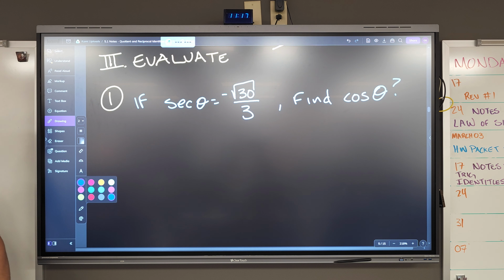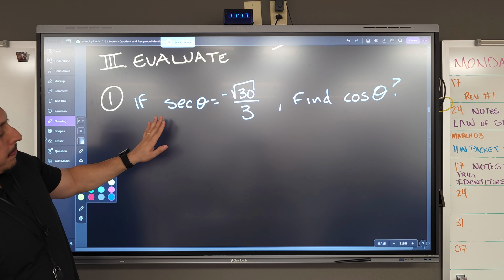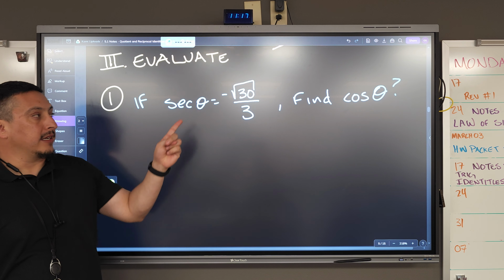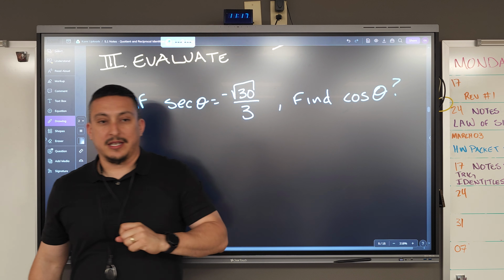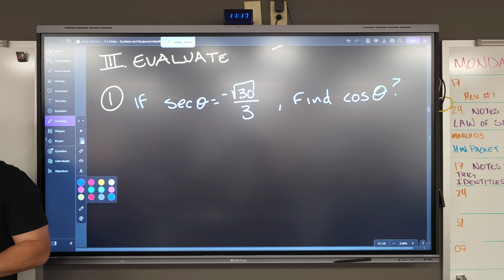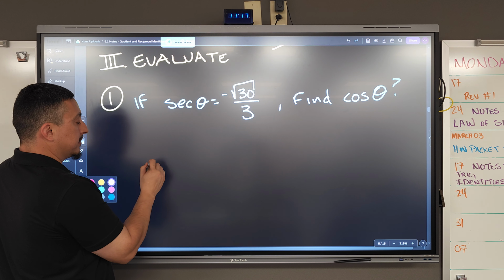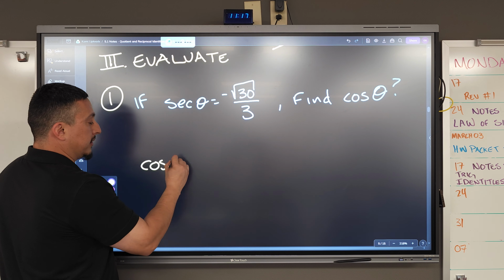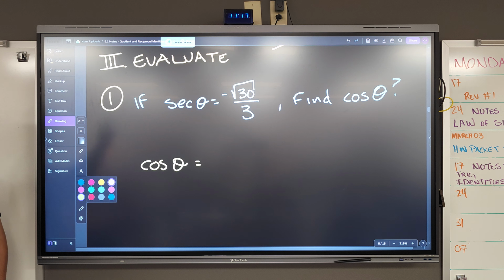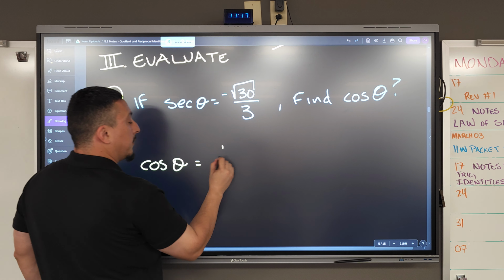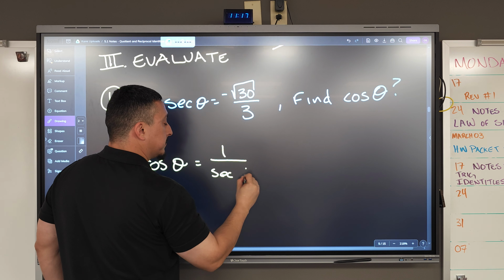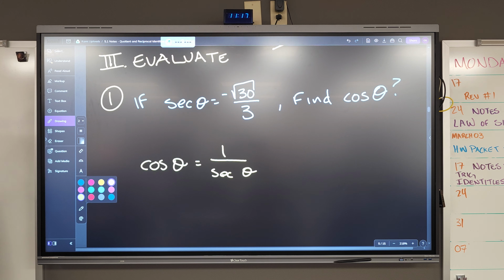So here's how these work. Is there an identity that connects secant and cosine together? You guys see it, right? Yeah. Okay, so it's this one. I want cosine theta, that's what I want. So I'm going to do cosine equals 1 over secant. Because I want cosine. That's the answer that I want. So that's why I put cosine over here.